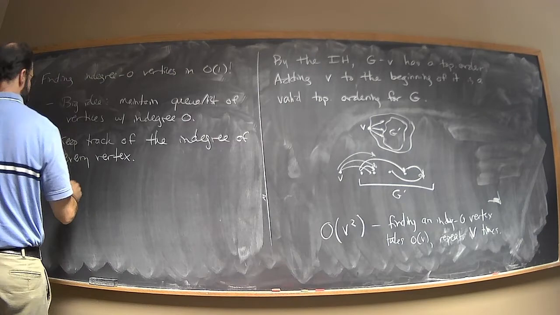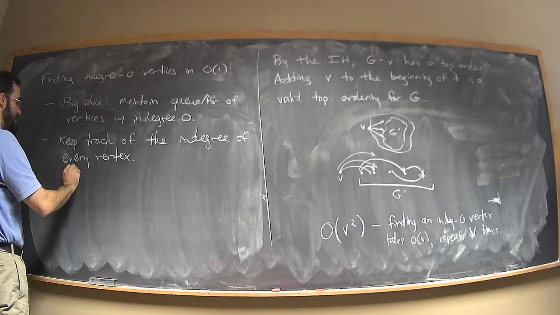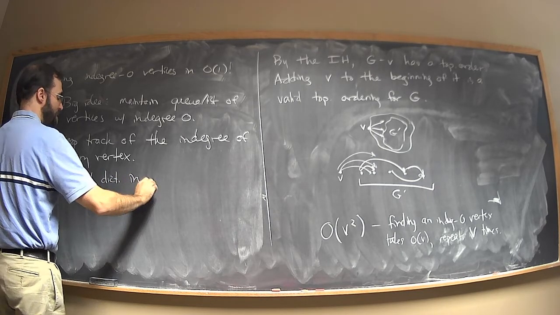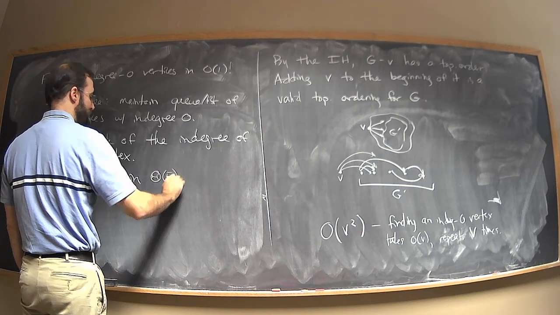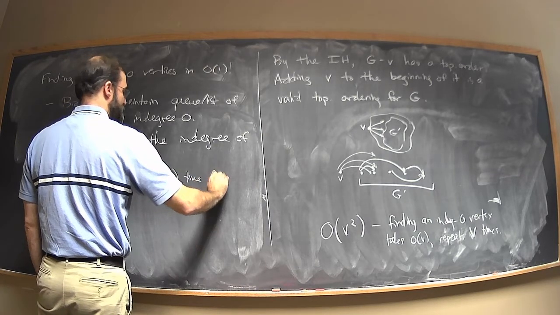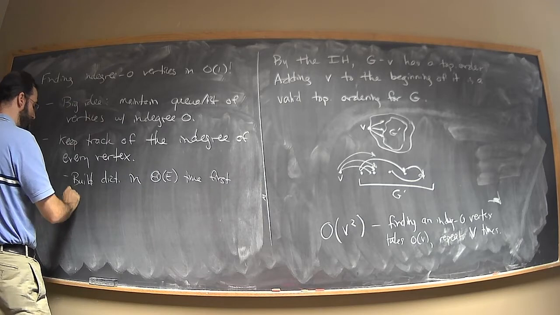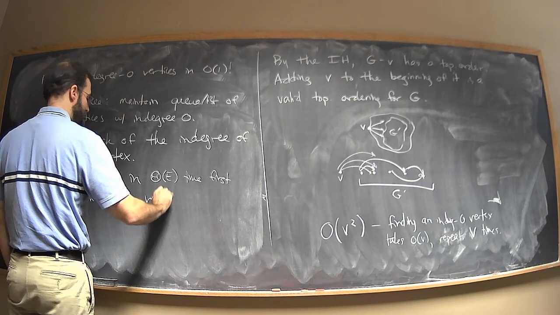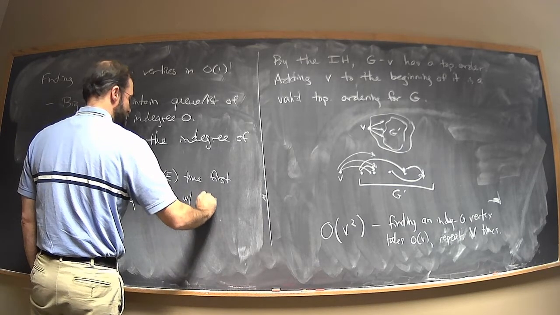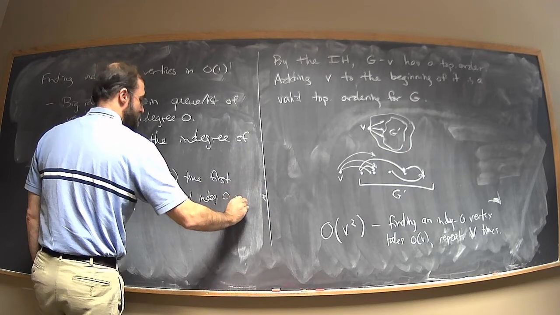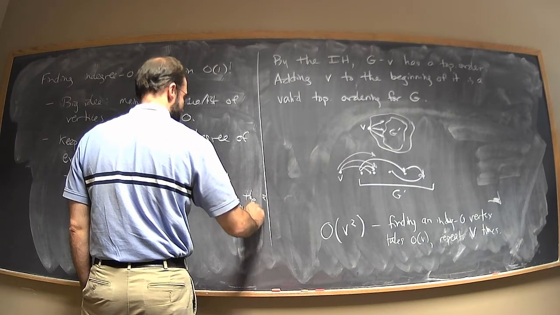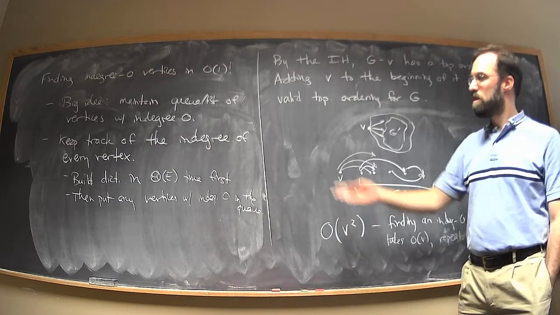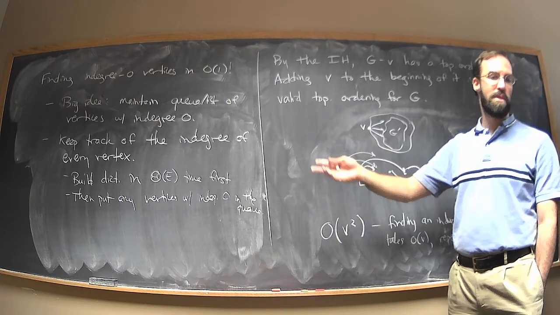So keep track of the in degree of every vertex: we'll build a dictionary in theta E time first, and then put any vertices with in degree 0 in the queue. That takes theta V time, to go through all the vertices, look at what their in degree is, and throw any with 0 in the queue.